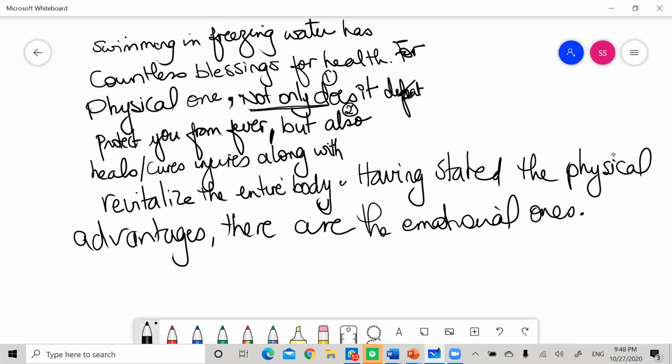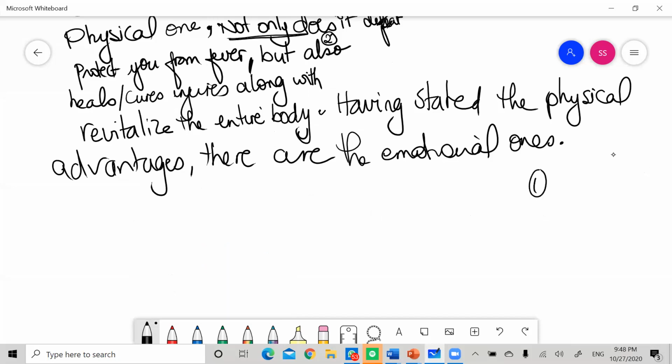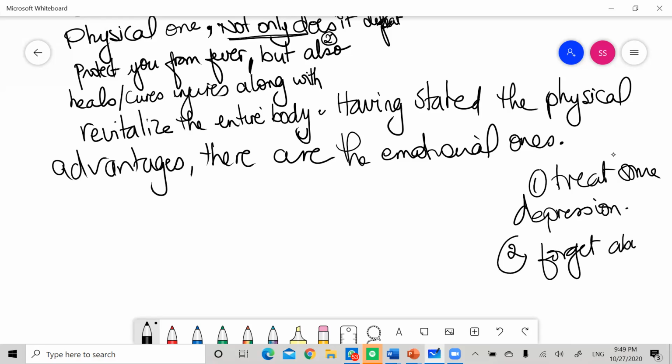Okay, so what about the emotional? I'm just going to write down the emotional ones. Can you remember the emotional? Number one. Miss, can you go back to the paragraph? I'm just going to write them here and we are going to join them. We already wrote them before. So it can, let's say, treat some depression. This is what you have just said. Number two, you said that it helps you forget about your anxieties. Number three, you said that it boosts your mood.